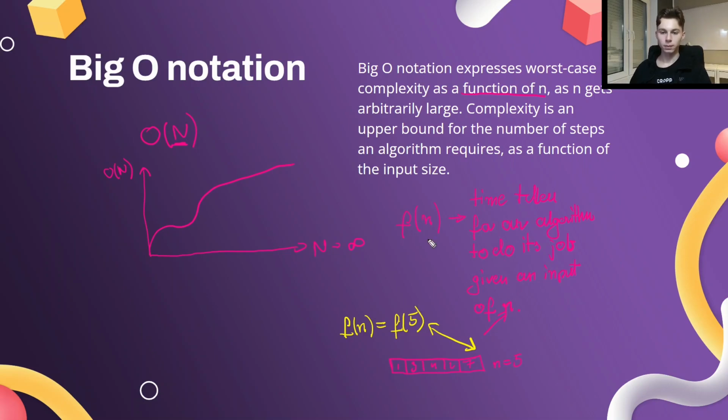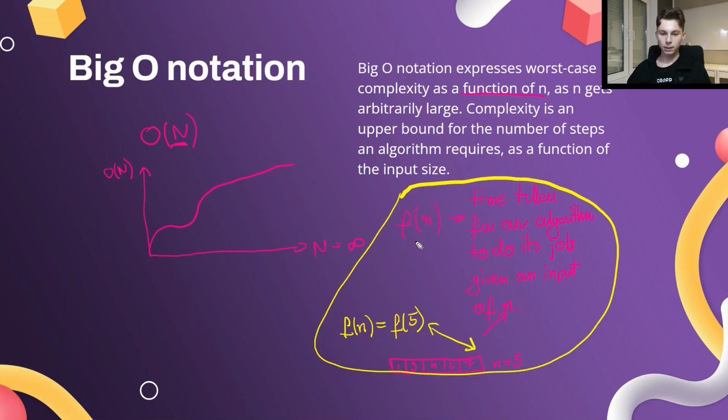So let's read further. Complexity is an upper bound for the number of steps an algorithm requires as a function of the input size. So right here we defined a function that is given an n, the size of our input, and gives the time taken for our algorithm to do its job. And that's this portion of our statement right here. Now we need to solve this statement. Complexity is an upper bound.